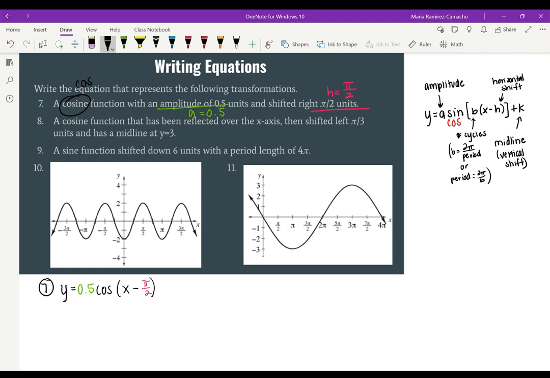Okay, number 8 is next, a cosine function that has been reflected over the x-axis. Reflected means it's negative. We'll assume it's -1. Then shifted left, pi over 3 units. Shifted left is still horizontal, but now negative since it's to the left. And has a midline at y equals 3. That means our k value is 3.